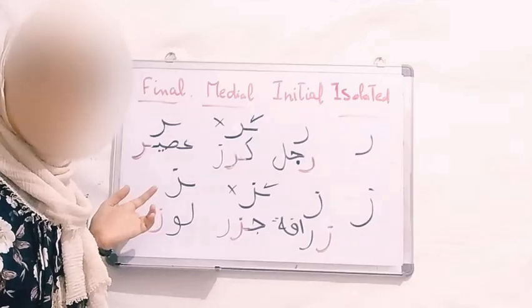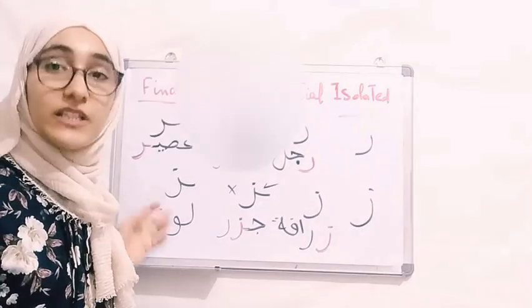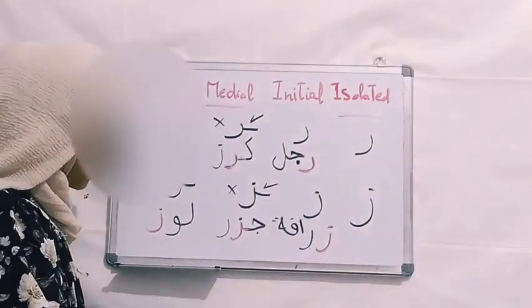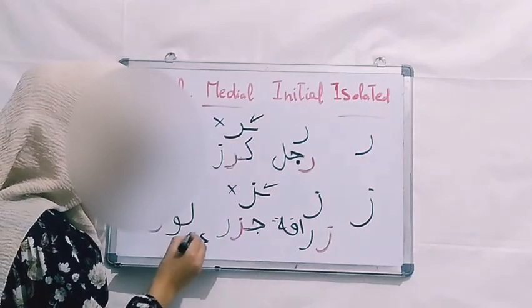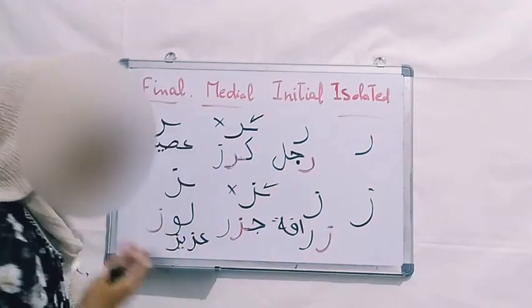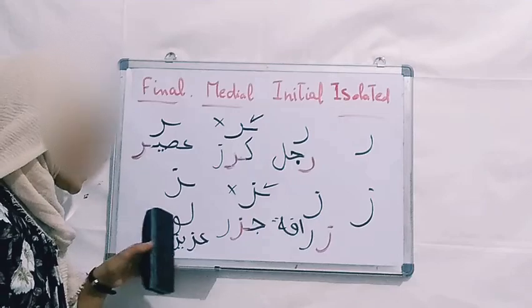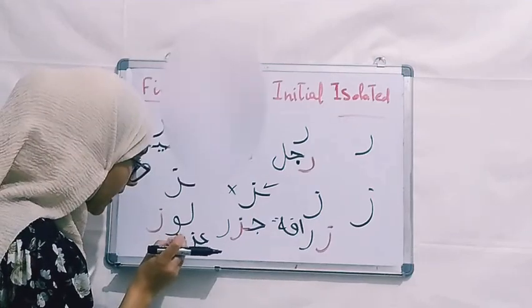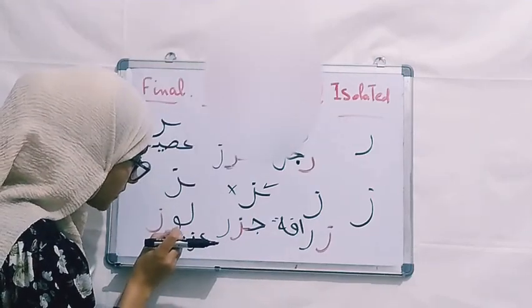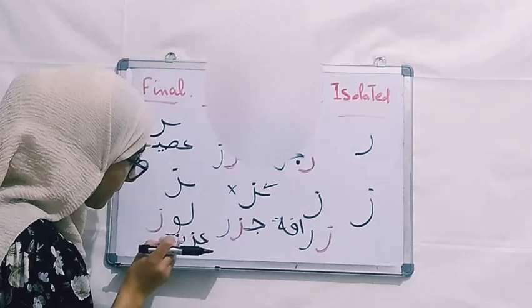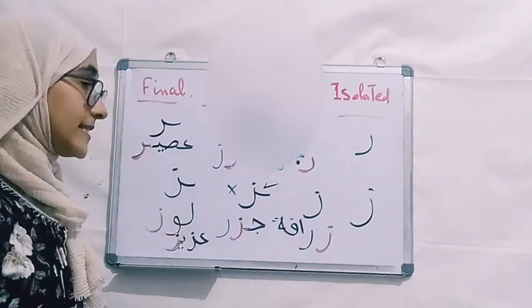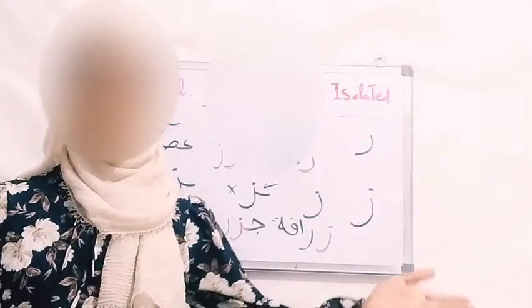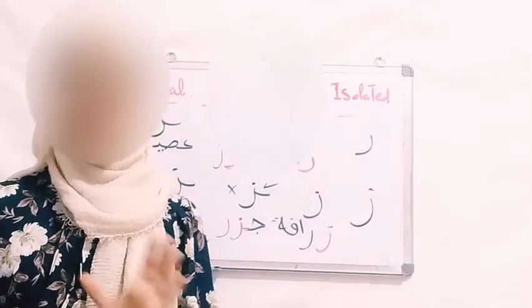Aziz. Aziz means dear. For example, Aziz or Azizi, my dear. So see how I write zay. Okay, Aziz. So this is the first part of the joining letters.